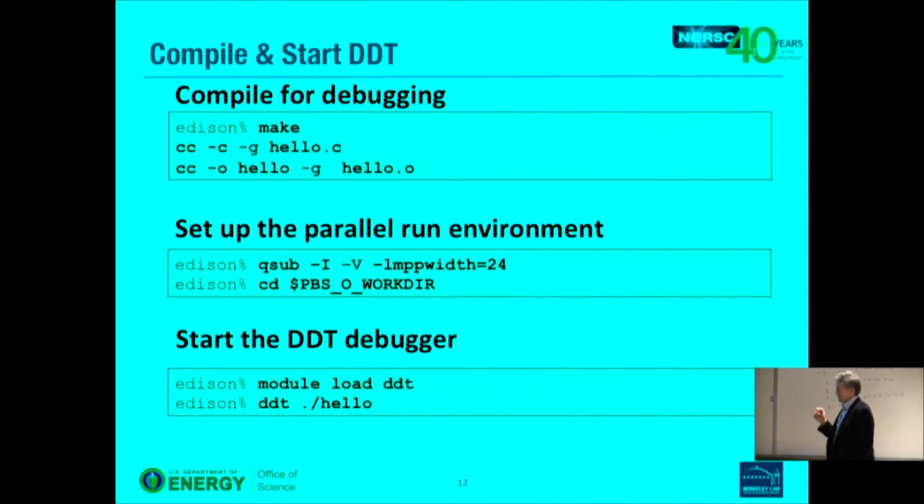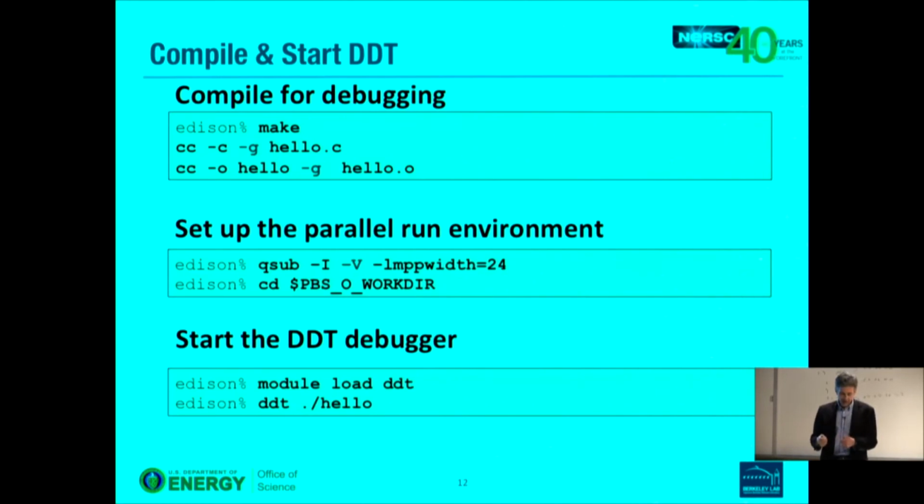to use DDT, first you compile for debugging. I'm assuming everybody knows what make is, but if not, you can just look at the next two lines. You compile and link your code with the -g option, which puts symbols into the code so that the debuggers know what to do. Then you set up the parallel run environment. At NERSC and many places, you use qsub to talk to the batch scheduler, which gets you a reservation of nodes to run your job on.